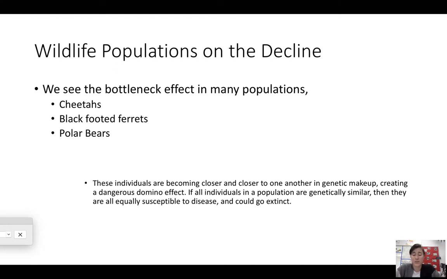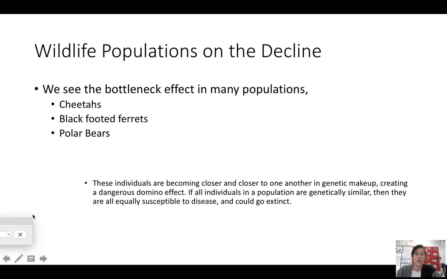If they're very closely related to one another and they get parvo, they're all susceptible to it, and so it can actually cause them to go extinct because there is not as much genetic variation in their population that allows some of them to survive because they have the resistance to that disease. So it's really important that we have this genetic variation in our gene pool, because if we don't, then a lot of individuals, since they're so closely related to one another, can actually be taken out of the population.